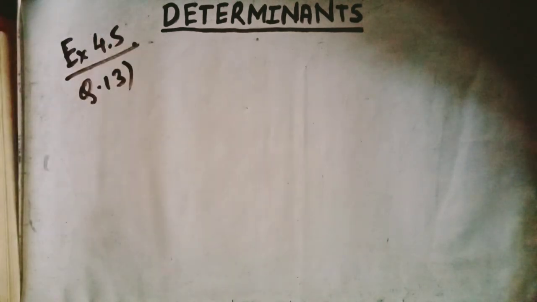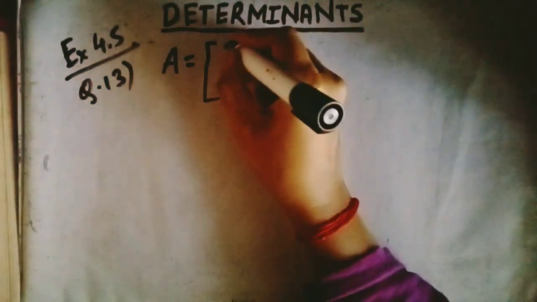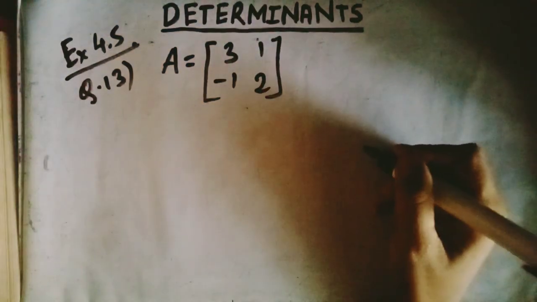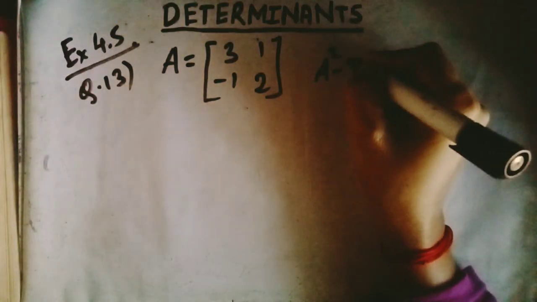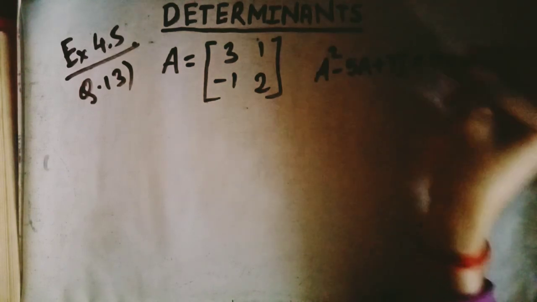If A is given, you have to show that the equation A square minus 5A plus 7I equal to 0. That is, we have to prove it equal to 0. Then you have to find A inverse using that equation. So let's start. A is given as [3 -1; 1 2], and you have to prove A square minus 5A plus 7I equal to 0.